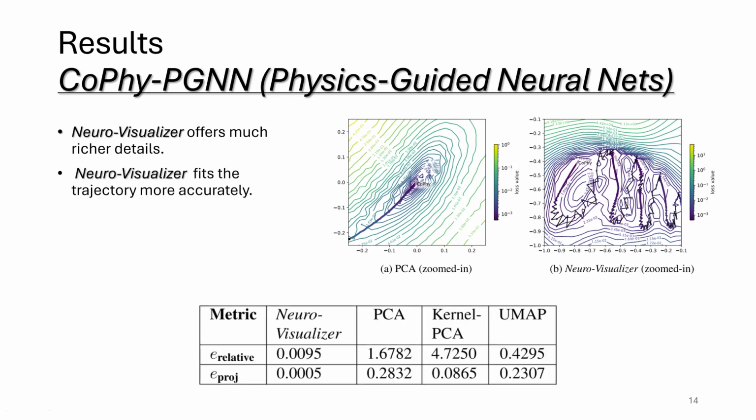Quantitatively, if we compare in terms of the relative error in the loss values and the projection error in the high dimensional space, we see that the Neuro-Visualizer has much lower error by orders of magnitude compared to both linear and nonlinear methods. This proves that our method provides a much more faithful visualization than others.